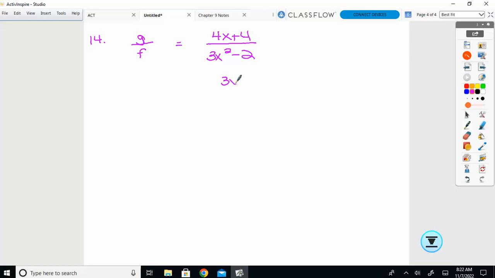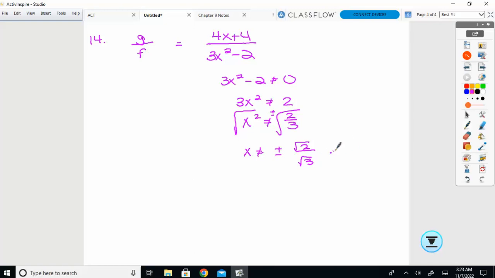So 3x squared minus 2 can't be 0. So add over your 2, divided by 3. How do you get rid of a square? Square root. When you add a square root, you need plus minus. Okay, so this is the same thing as saying the square root of 2 divided by the square root of 3. Can you leave a radical on the bottom?